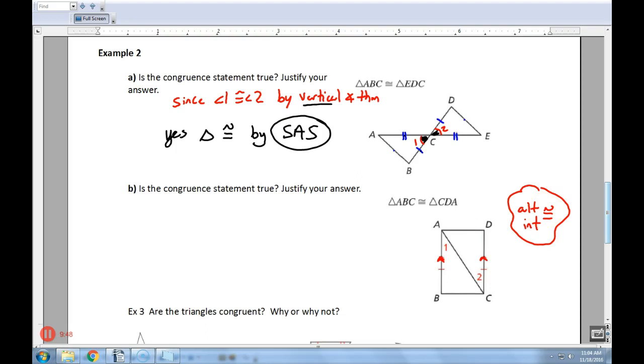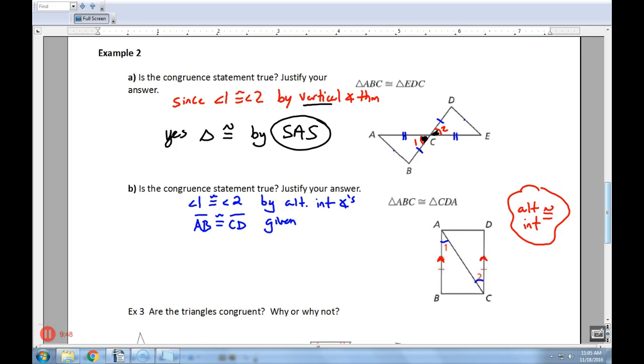So let's see what we got. Well, I know for sure that angle 1 has to be congruent to angle 2. All right, I know that for sure. Angle 1 is congruent to angle 2 by alternate interior angles. All right, so I've got the A locked down. I'm given that AB is congruent to CD, or DC. Okay, that I was just given on the diagram.